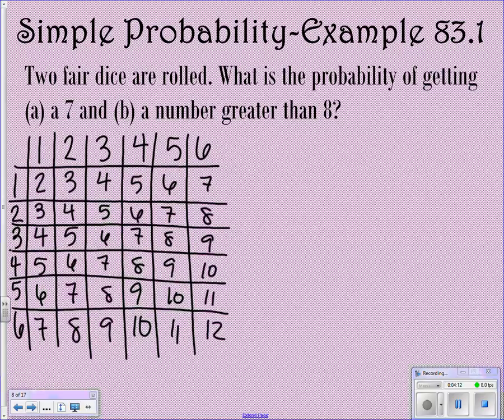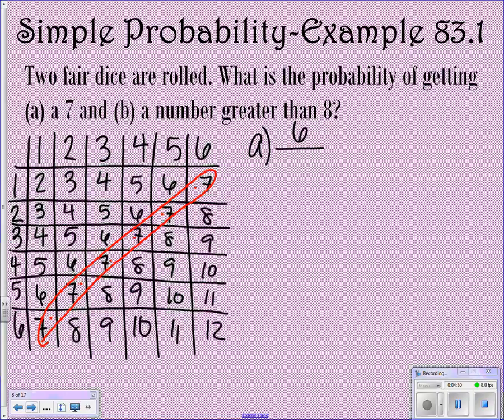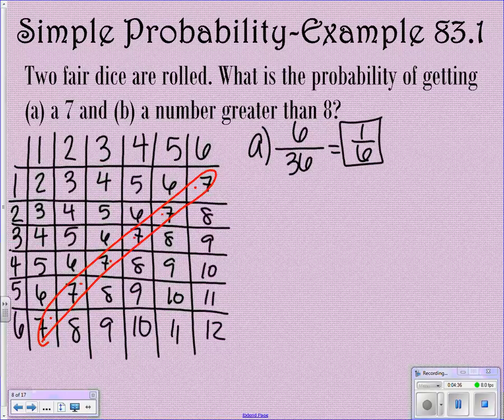And it says, what is the probability of getting a 7? Well, if you look at your chart, you can get a 7 any of these ways. So that's 1, 2, 3, 4, 5, 6. So for part A, we have 6 out of, well, we can roll a total of 36 different things. And so we have a 1 out of 6 chance of getting a 7.